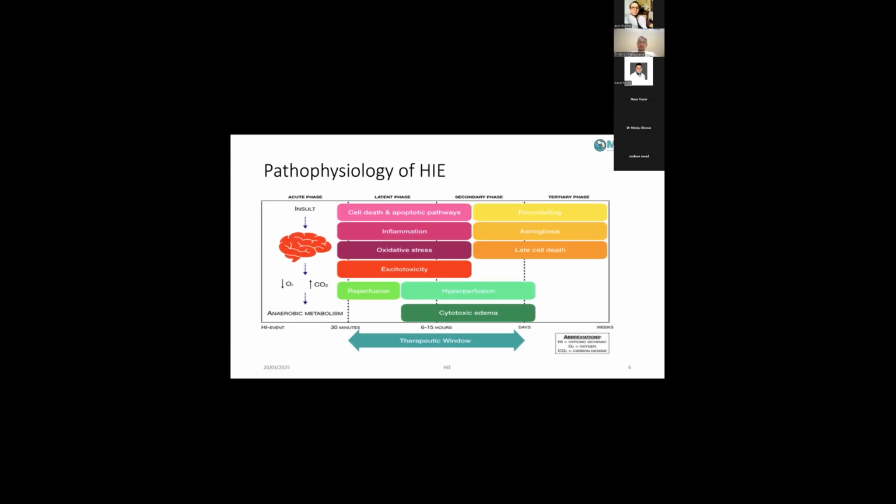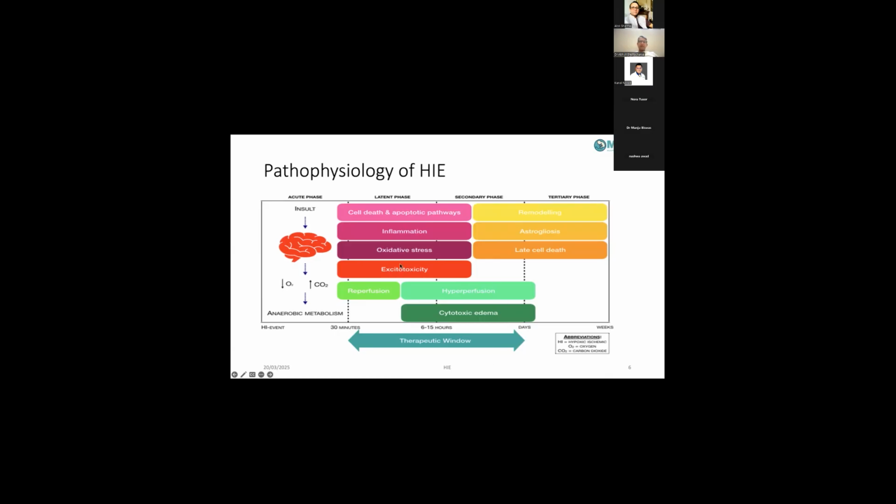A little bit of pathophysiology of HIE, and I'm sure all of you know about this. The reason for showing you this pathophysiology slide is that HIE has three components: the hypoxia, which is the lack of oxygen; and ischemia, where part of the brain is not receiving enough blood, leading to encephalopathy of that particular area. And it goes through multiple phases.